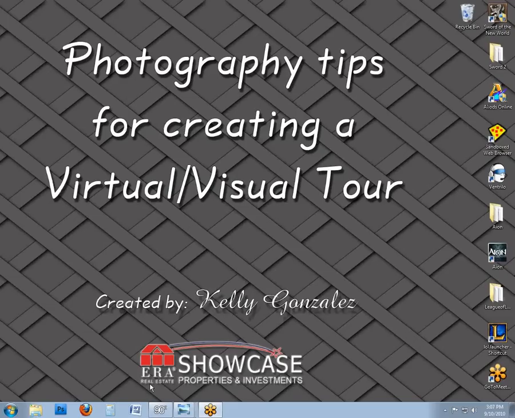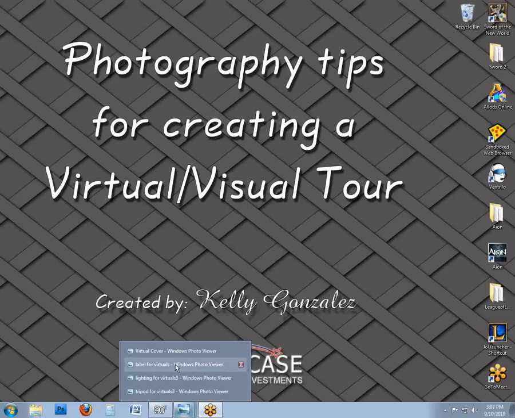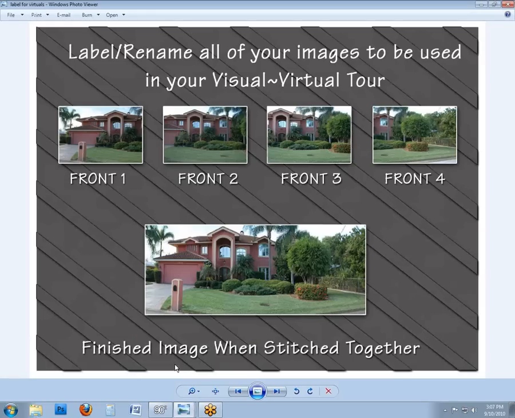Now, the first thing I want to discuss is going to be labeling your images. Make sure you name them room to room in sequential order. For example, this room I would call front. So we have front 1, 2, 3, 4, and it makes for smooth stitching in your end product. As you can see, I took 1, 2, 3, 4 and put them together in a virtual tour, and this is pretty much what the outcome would be there.